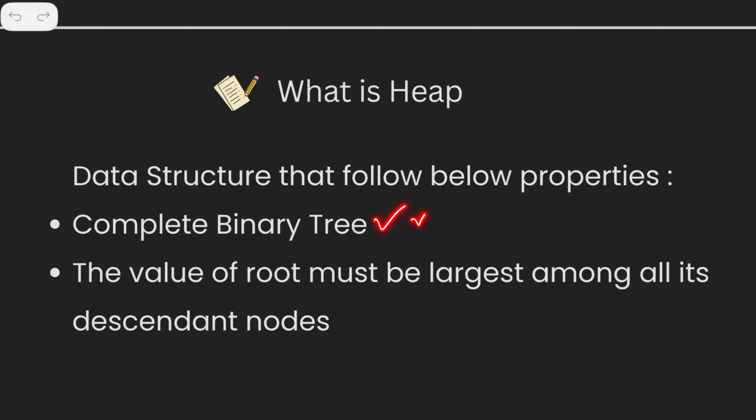It should be a complete binary tree and the value of root must be largest among all its descendant nodes. The value of any node must be largest among all its descendant nodes. We store this particular tree in a dynamic array. In C++, that is a vector.